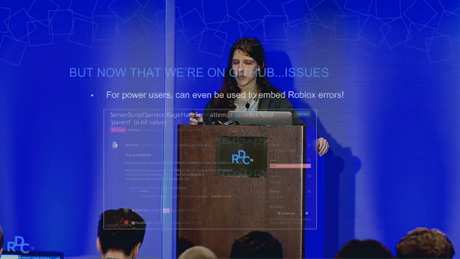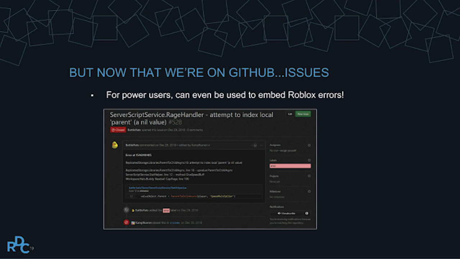And this is super helpful if I'm fixing a bug that I've encountered in the past, and I can just see, hey, the problem was this, and I can fix it faster without having to look through a bunch of stuff. If you're a power user, you can even use issues to embed Roblox errors. So whenever my game has an error, it'll make an issue on GitHub, it'll say the dump, and it'll even say the line that's erroring.